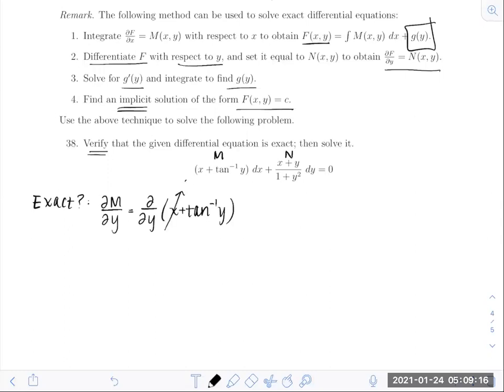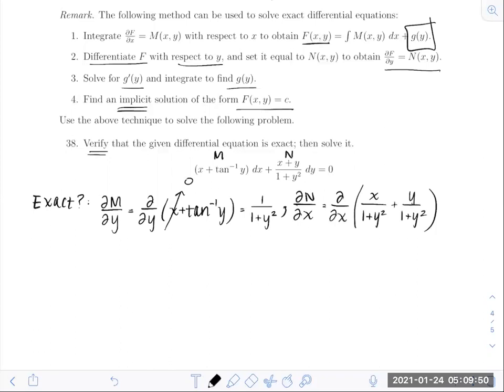Now we know that the x term will go to 0 because there are no y's in that first term. And then hopefully everybody remembers the derivative of tangent inverse. That's 1 over 1 plus y squared. All right, so there's our first partial. Next, let's take the partial of N with respect to x. So that's the partial with respect to x of, I'm going to break this up into two different pieces, x over 1 plus y squared plus y over 1 plus y squared.